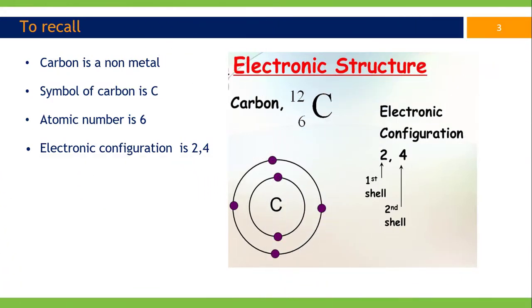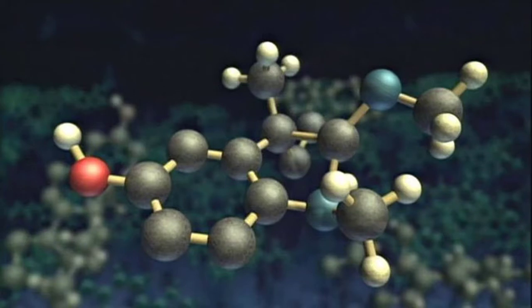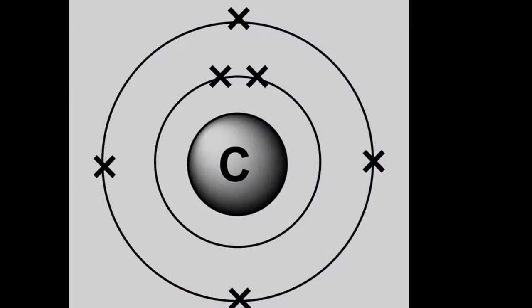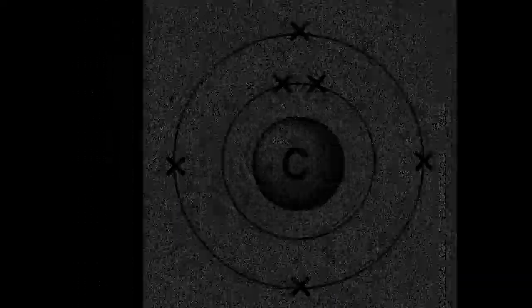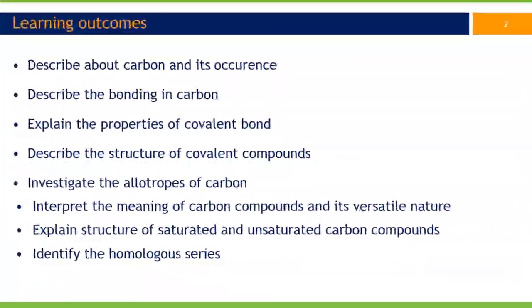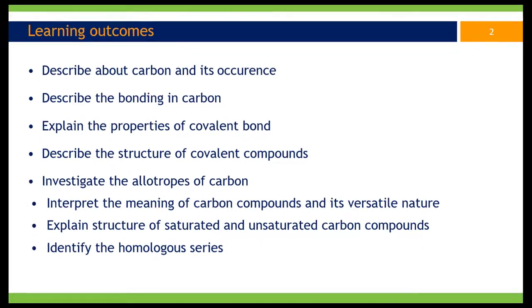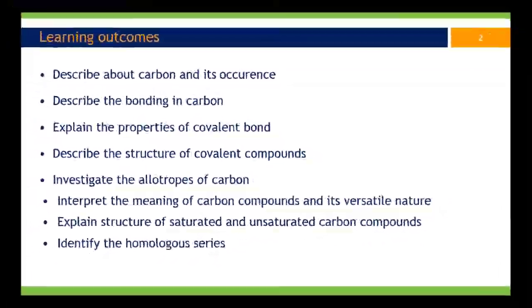To recall, carbon is a non-metal with the symbol C and atomic number 6. Its electronic configuration can be written as 2, 4. In the K shell, it has 2 electrons and in the L shell, 4 electrons. So its electronic structure can be written as given in the slide.